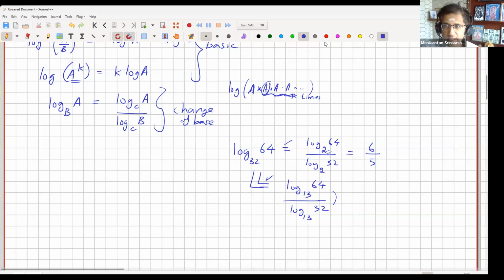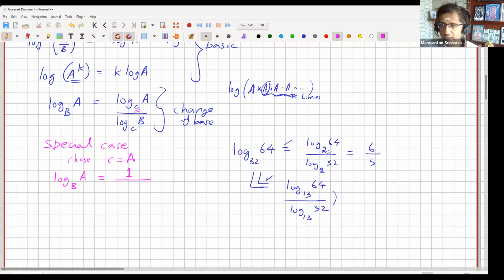Now, a special case of change of base comes by choosing C to be equal to A. If you do that, then you'll see an important result. So you'll see log A to the base B is log A to the base A, which is just 1. The numerator becomes, C is just A, let's say. Log A to the base A is 1. Log of 13 to the base 13 is 1. Log of 17 to the base 17 is 1, right? So log A to base A is 1. So 1 upon log B to the base A, right?